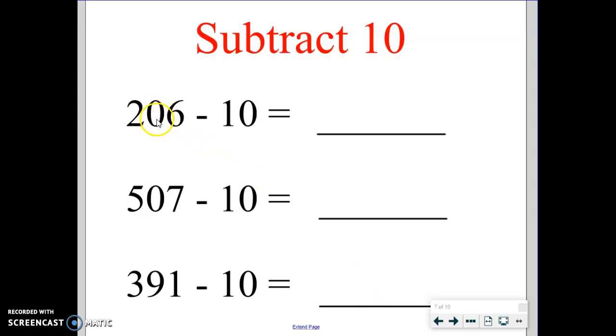We're going to try a couple more. We have 206. Again, I don't have any 10s to take away, so I'm going to have to ungroup one of my hundreds. So I'm going to only have 100. I'm going to have now 10 tens, and I'm going to take away 1 of them, so it's going to be 9. And I still have those ones, so 196.